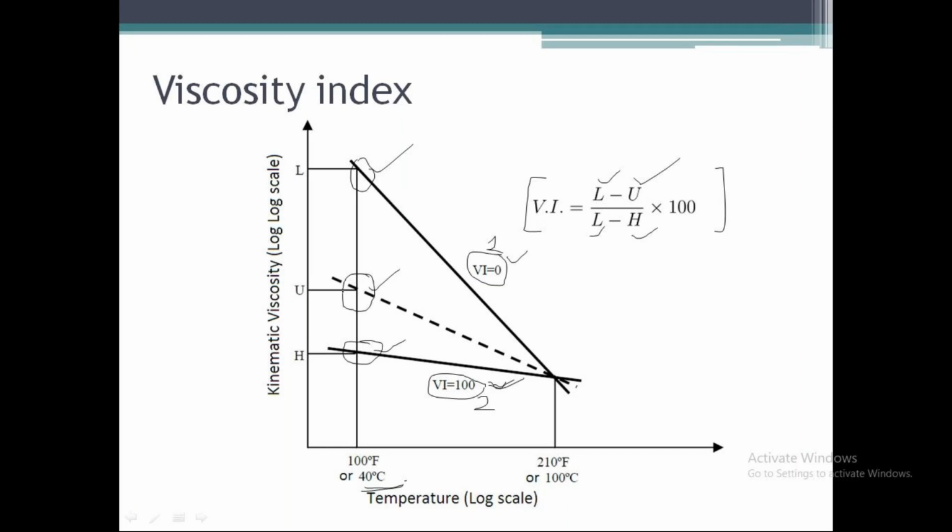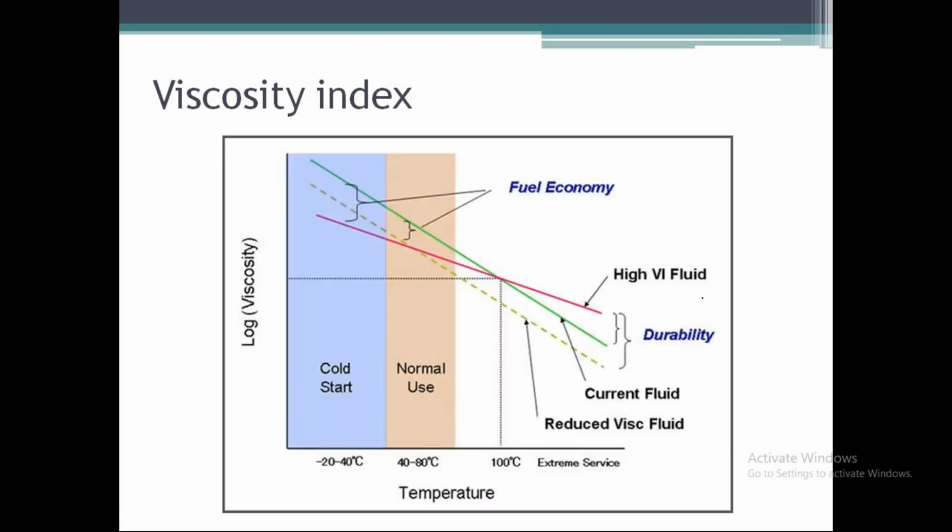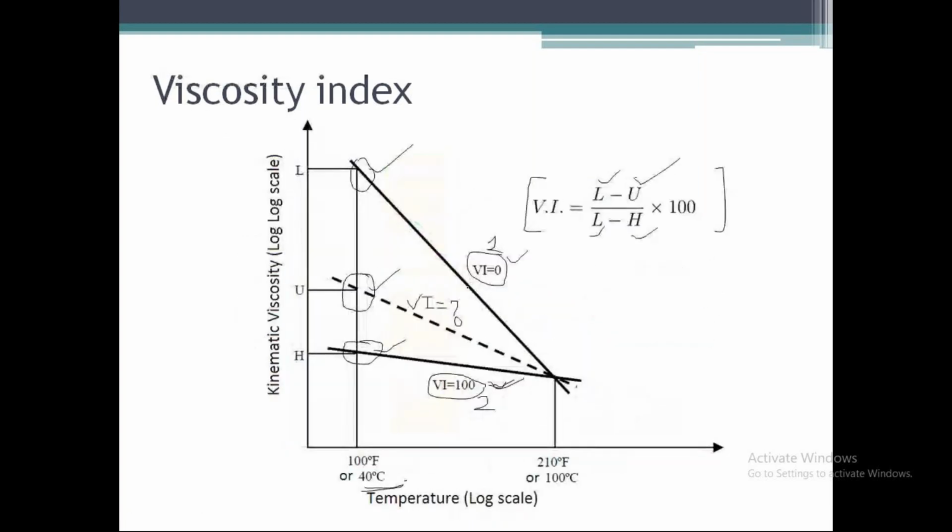So we'll measure the viscosity at 40 degrees Celsius and we'll put the value U here. So we now know the value of L, U and H. If you multiply with 100, you will get the viscosity index for the sample liquid of our interest. Once you put the values here, you will get the answer here. So that is how the viscosity index is measured for unknown oils.